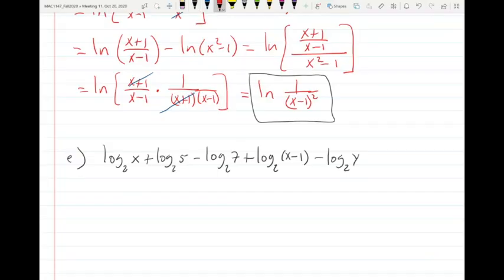So we can just write this in one shot without having to do too many steps. This is log base 2. Now what's being multiplied on top? Well, it's going to be 5 times x minus 1, because those are the logs that are positive, over what's being multiplied in the bottom, 7 and y, because those are the logs that are negative. Okay, you can write this in one shot.